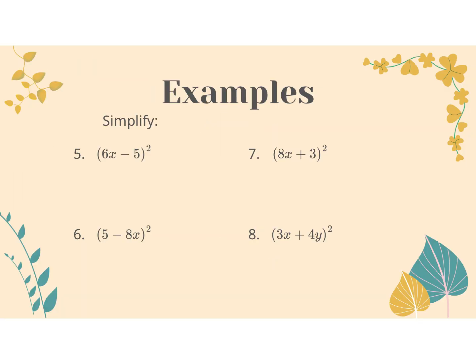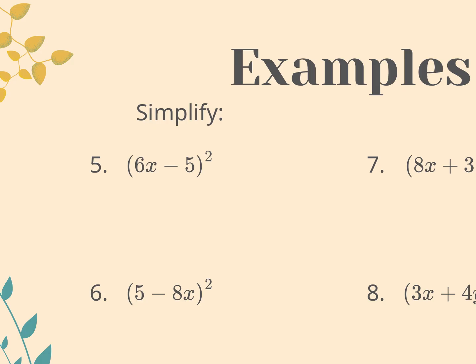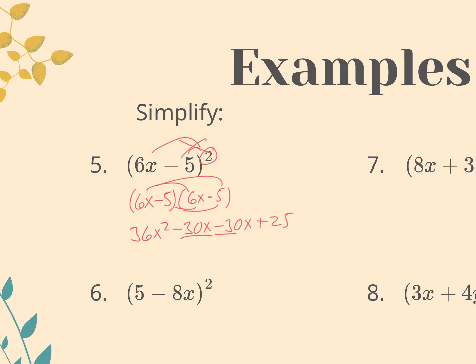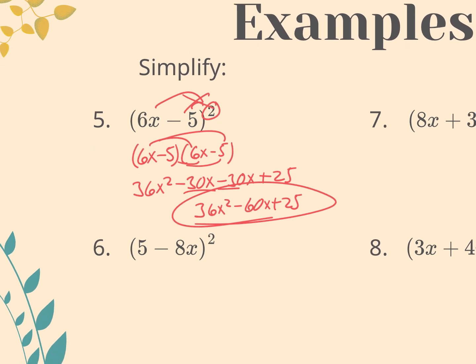Now we have the square of a binomial. Again, you never, ever, ever want to take that 2 and distribute it to each of these terms. That is absolutely incorrect. What you do want to do instead is write it twice and multiply it. So 6x minus 5 times 6x minus 5, and I would FOIL it. What we get is 36x squared minus 30x, another minus 30x, and a plus 25. And now here, your middle term does not cancel out. So we get 36x squared minus 60x plus 25. Completely different answer than if you were to take that square and distribute it to each term.